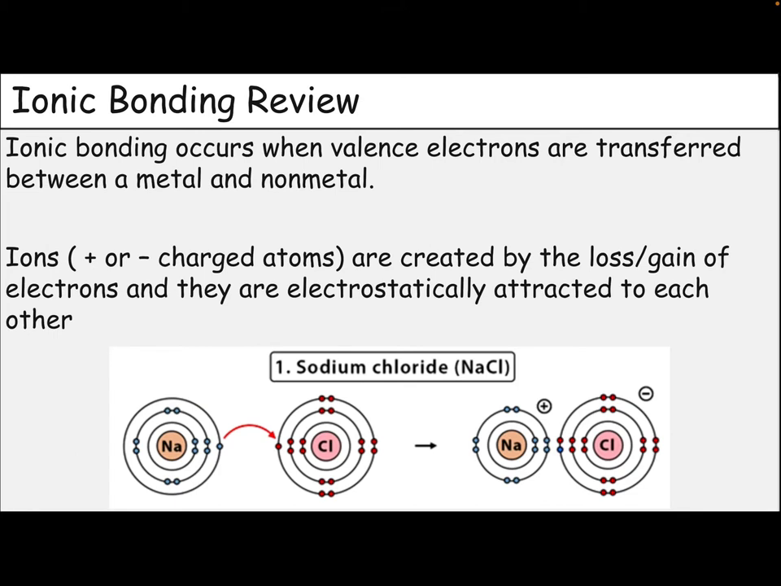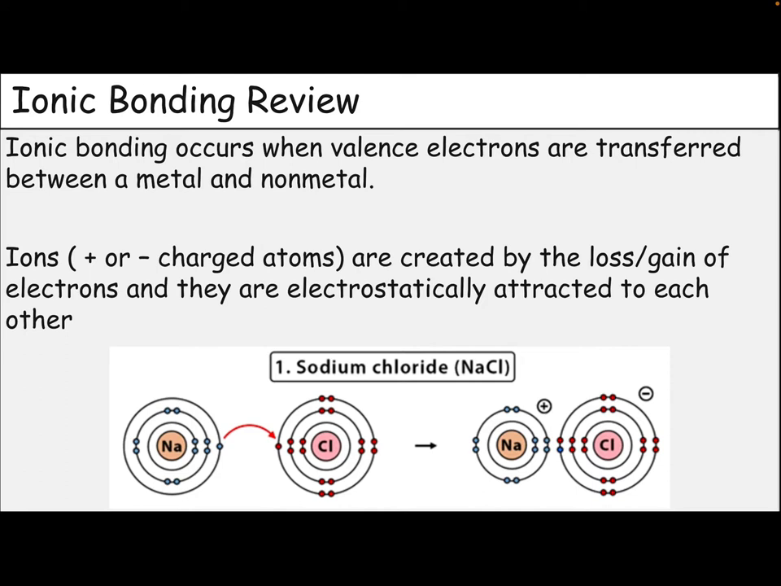So, what I'd like to do is go over some bonding, okay? In order for us to understand metallic bonding, let's go ahead and review ionic and covalent bonding. So, let's talk about ionic bonding. Ionic bonding occurs when valence electrons are transferred between a metal and a nonmetal. So, in ionic bonding, valence electrons are lost or gained.